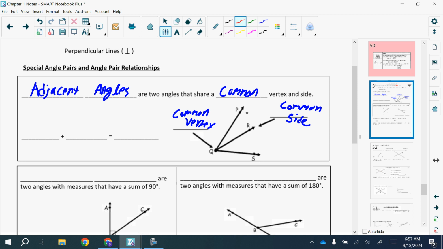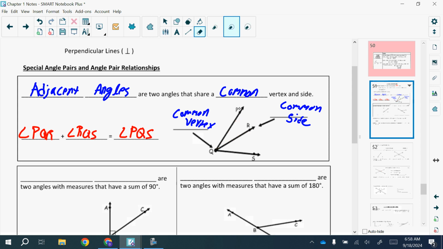So similarly to last section, we have that angle PQR plus angle RQS equals the whole thing, angle PQS. So this is the same thing as the angle addition postulate from last section. We're just putting a name to these angles. These are adjacent angles, which, adjacent just means side by side or next to. So these two angles are right next to each other. They share a common vertex and that common side.